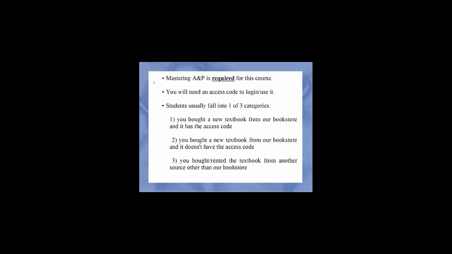Now, students typically fall into one of three categories when it comes to this software. One, you bought a brand new textbook from the bookstore on campus and it has the access code with it. Two, you bought a new textbook from the bookstore and it doesn't have the access code. Or three, you have either rented the book or bought the book from someplace other than our bookstore, Kindle, Amazon, and so on. So we'll go over what you need to do in each of these situations.